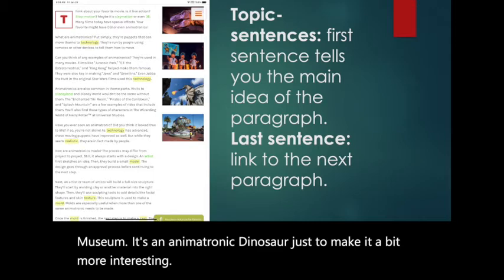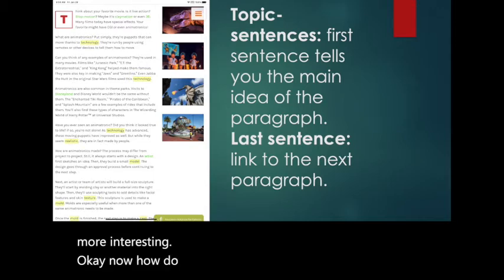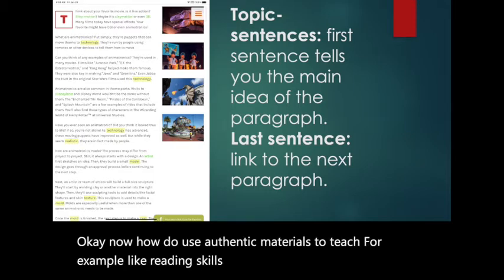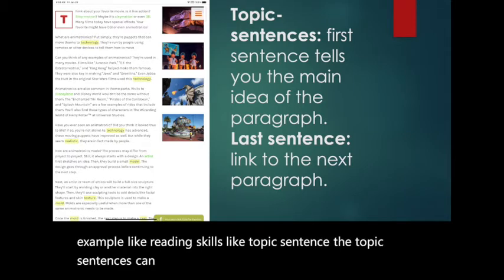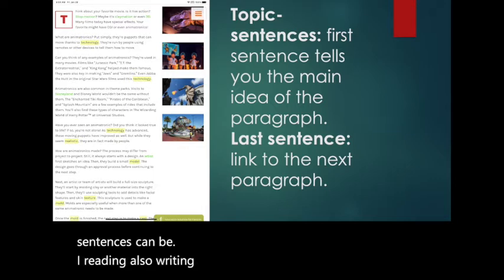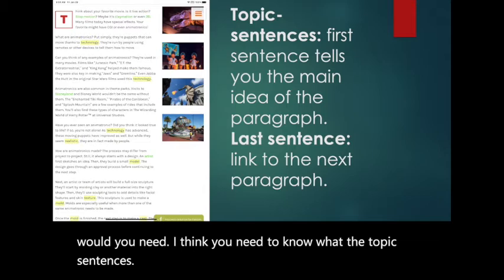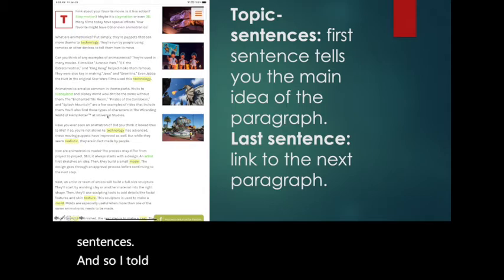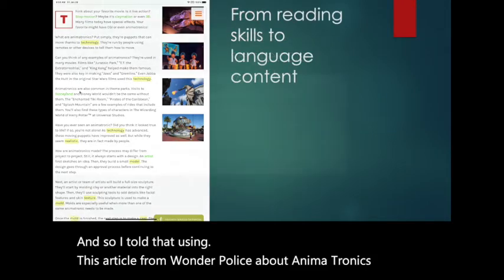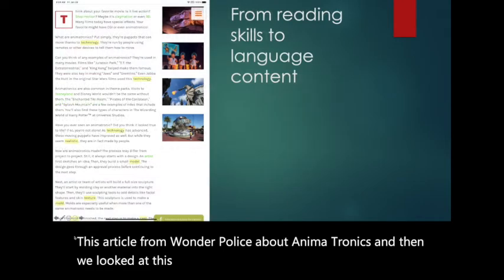Okay. Now, how do you use authentic materials to teach, for example, reading skills, like topic sentence? Topic sentences can be, I don't know, reading, also writing. Like if you're writing in English, I think you need to know what a topic sentence is. And so I taught that using this article from Wonderopolis about animatronics, and then we looked at this one.